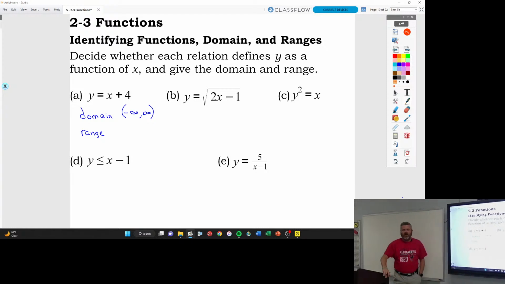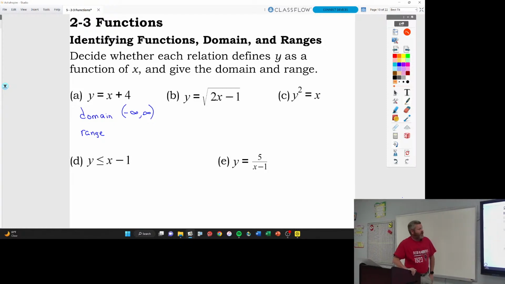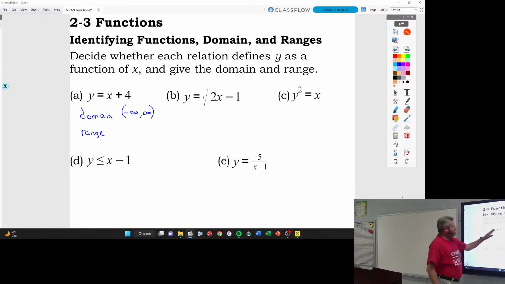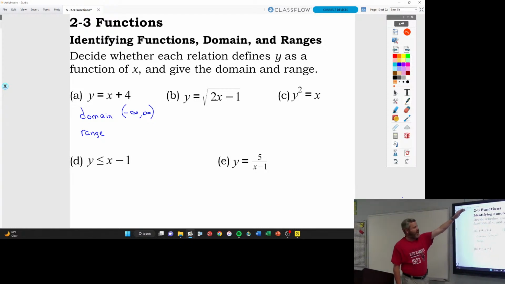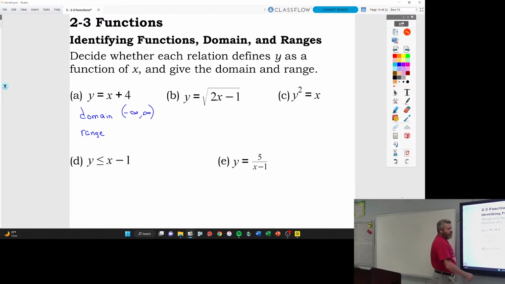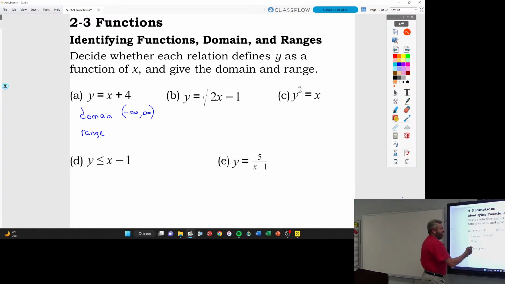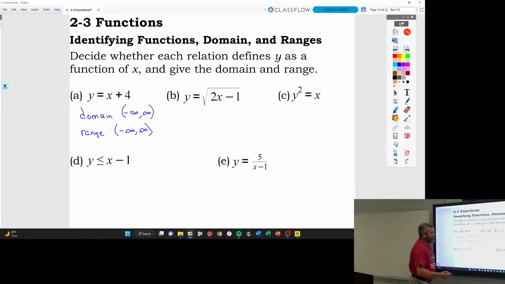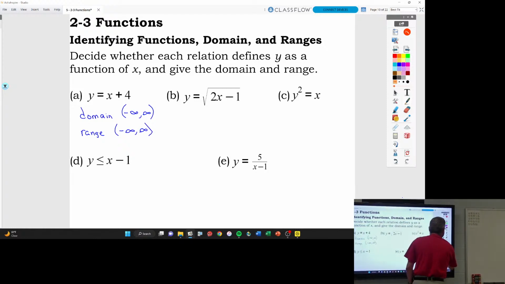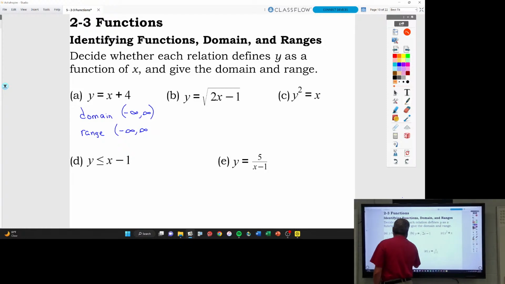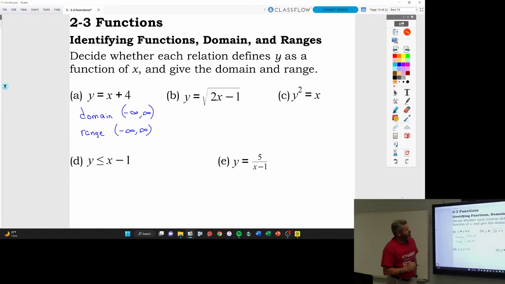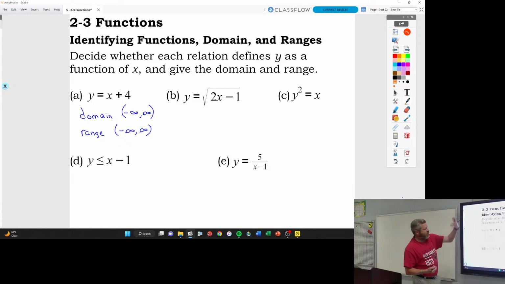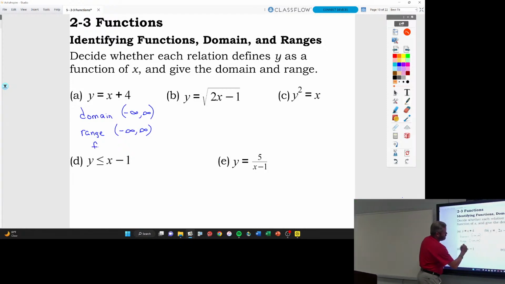Well, this looks like y equals mx plus b. This is just a line. This is a line with a y-intercept of 4 and a slope of 1. So it's a line that kind of looks like that. So it's going up forever to the right. It's going down forever to the left. It's just a line. The range is all real numbers, negative infinity to infinity. And since it's a line, this is a function. Okay.